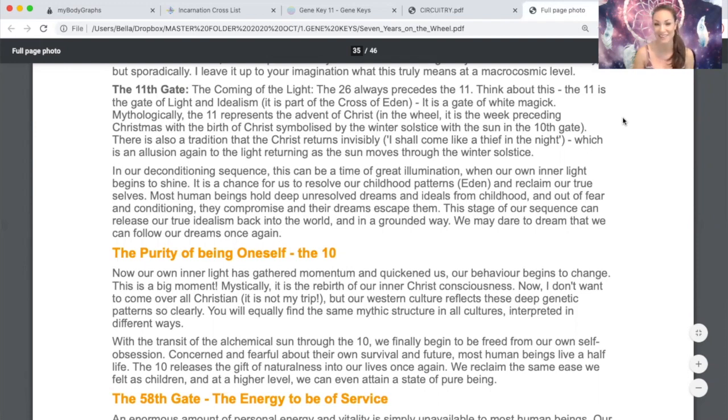So if you have done the Venus sequence, you know the Eden loop between Mars and Venus on the personality side, which is EQ and IQ. So you can see how it's already in here, although the Venus sequence didn't exist yet. Most human beings hold deep unresolved dreams and ideals from childhood, and out of fear and conditioning, they compromise and their dreams escape them. This stage of the sequence can release our true idealism back into the world, and in a grounded way. We may dare to dream that we can follow our dreams once again. This is super, super powerful.